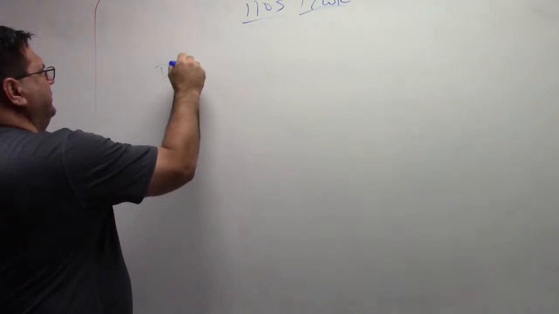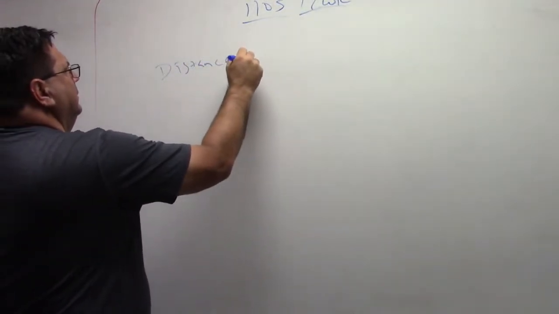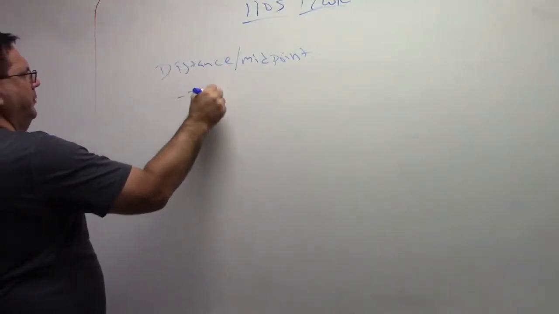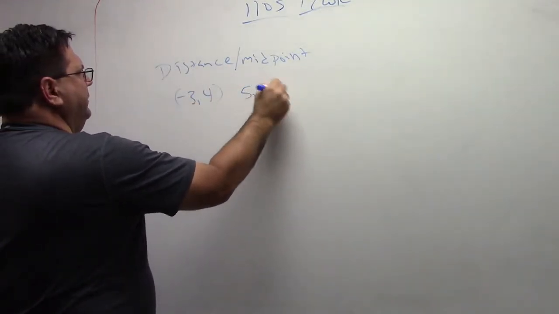Let's find the distance and midpoint. -3, 4. 5, -2.